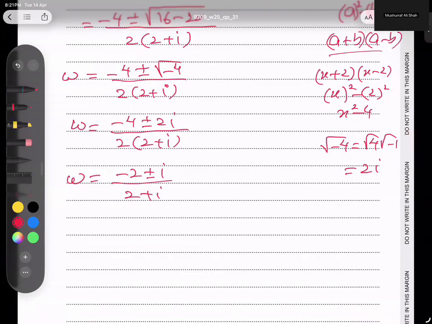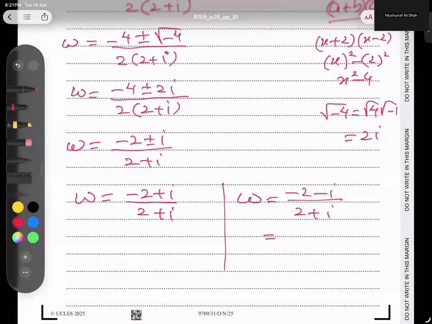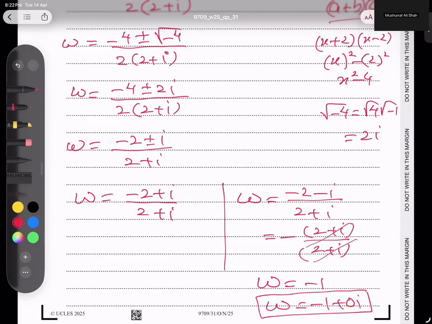And now, students, what to do onwards? Onwards, I will break it into two parts. W is equal to negative 2 plus iota over 2 plus iota. And the second answer I'm getting here is negative 2 negative iota over 2 plus iota. So it is very clear, if I take negative common from the top, I will get 2 plus iota and 2 plus iota, and they will cancel, and we get minus 1. Minus 1 means negative 1 plus 0 iota, because he said convert into complex number format. I think it's clear, but we can leave it in this form as well, no problem at all.